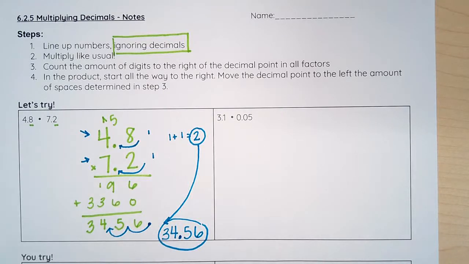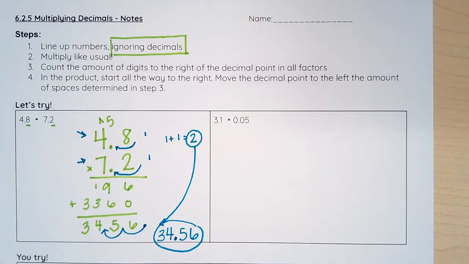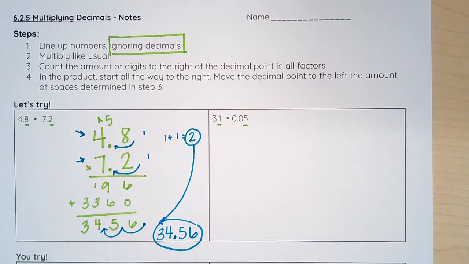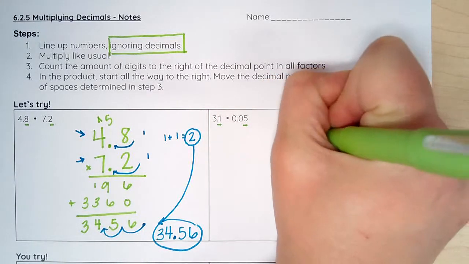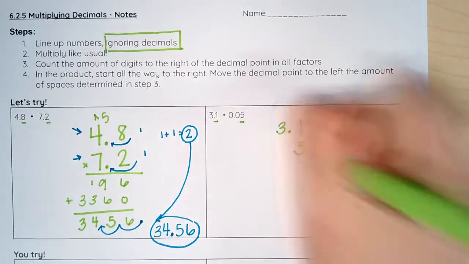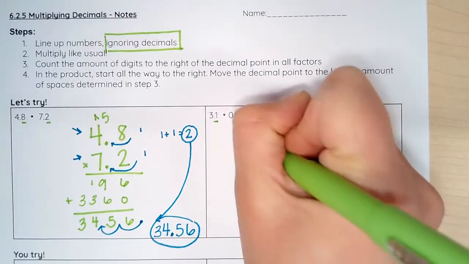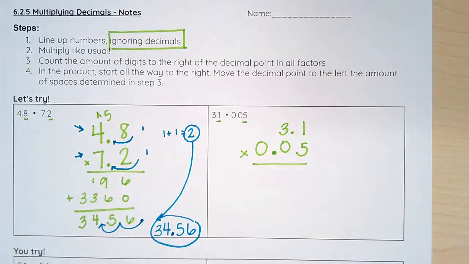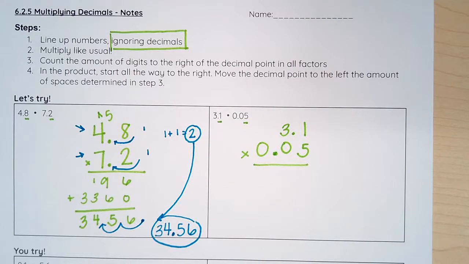Let's try another example here. We've got 3 and 1/10 times 5 hundredths. So again, I want the last number in each of my numbers, the last digit in each of my numbers to be in line. So I'm going to go ahead and write 3 and 1/10. And then that 5 goes under my 1. 0 goes under my 3. Decimal 0. So here, our decimals are not in line. But just like before, we made sure that final digit is in line.